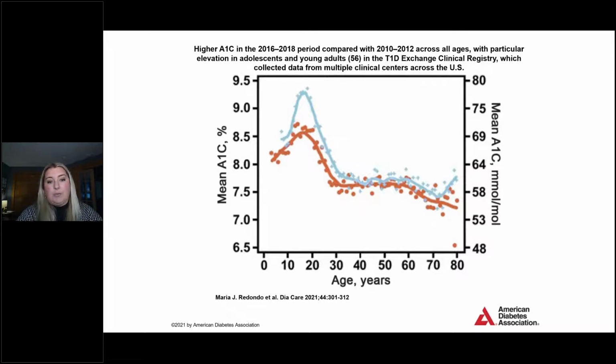So now we can see here that the A1Cs from people have done better, but we also see when we're looking at the 10 to 20 age range, that is where the A1Cs are the absolute highest. And so we want to see, with an adolescent, how can we best care for them? How can we best make sure that they're safe? But we want them to be healthy, right?